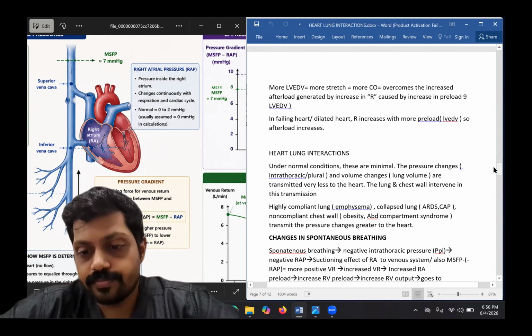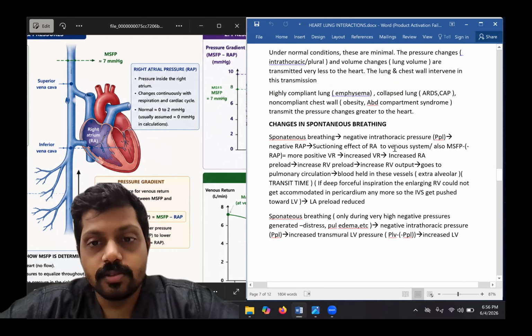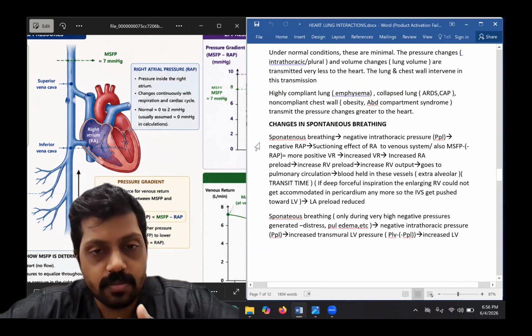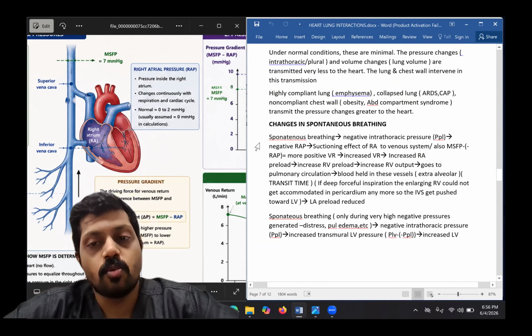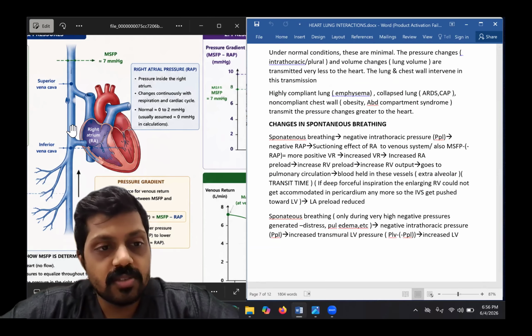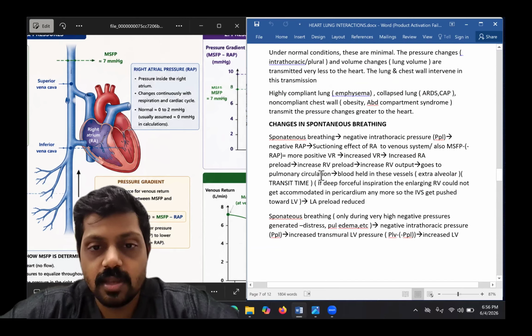Okay. So what happens in spontaneous breathing? When there is spontaneous breathing, the diaphragm is being pulled down. It generates more negative intrathoracic or intrapleural pressure. The more negative the intrathoracic pressure, the more negative the right atrial pressure. If this becomes more negative, what is the formula for your venous return? Mean systemic filling pressure minus RAP becomes more positive.